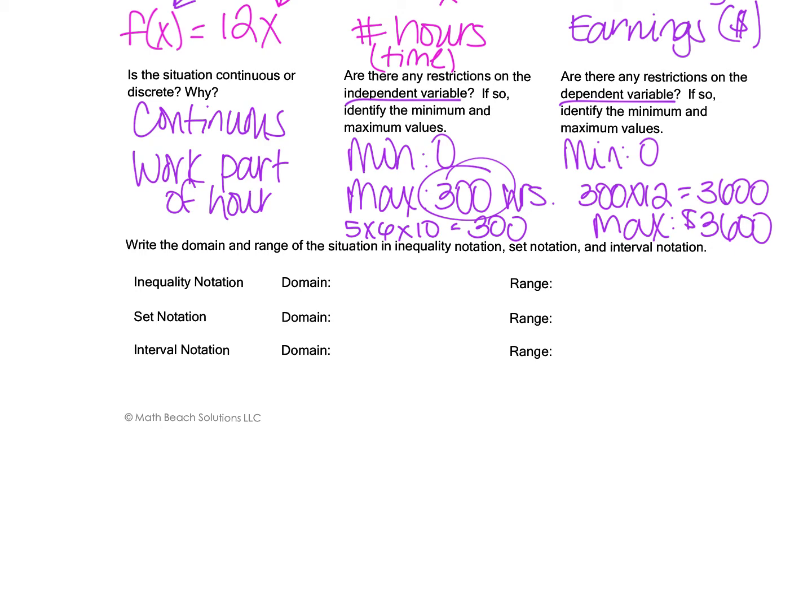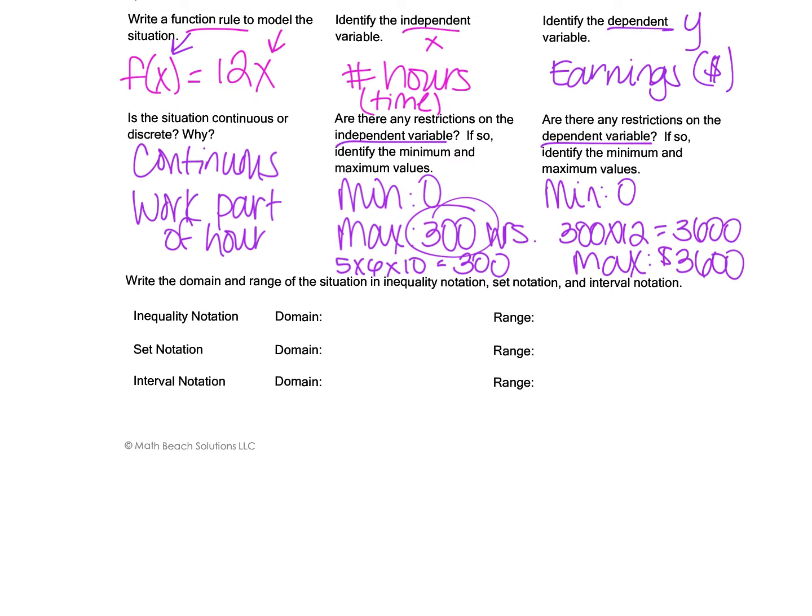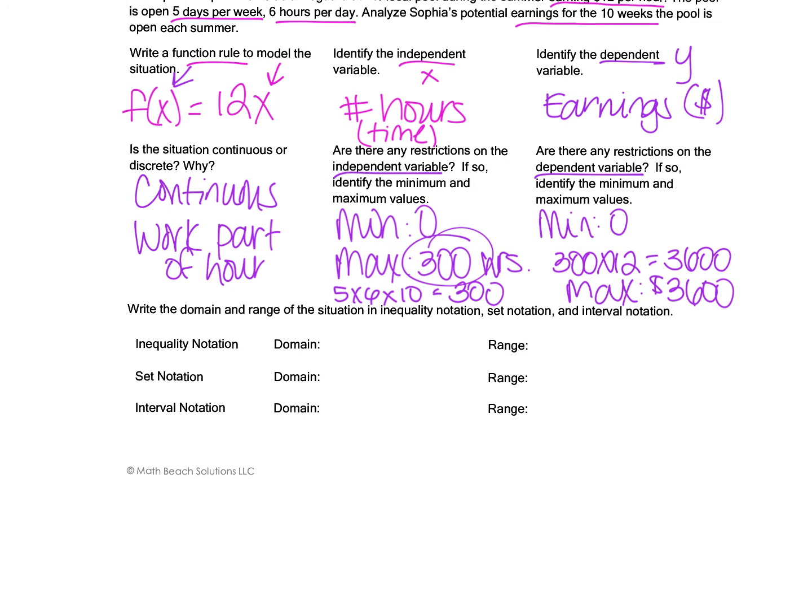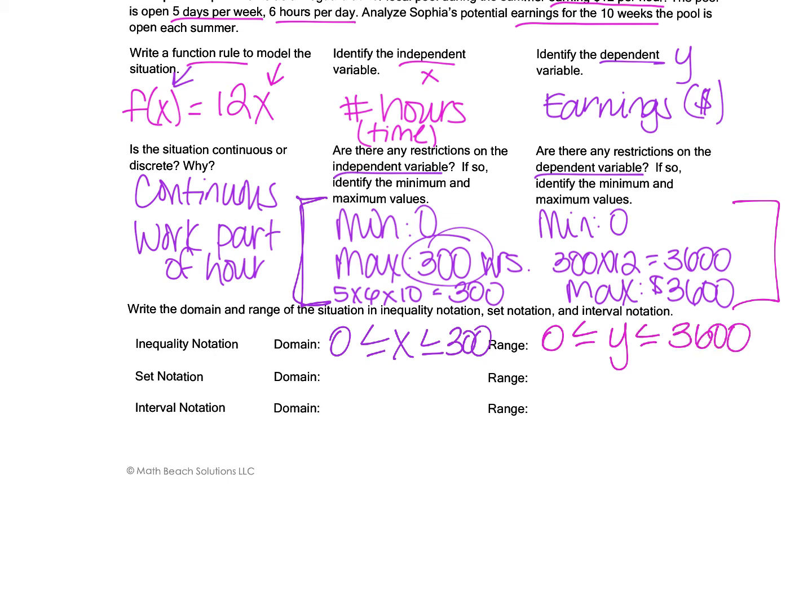Okay, so we want to write the domain and range of the situation in inequality notation, set notation, and interval notation. So inequality notation on this, we are going from 0 to 300 on the domain. This is your domain. It does include 0 and 300. The range for that, now we're looking for the y. So here's our y here. So the range for that, we are going from 0 to 3600. So there's our inequality notation for both of those.